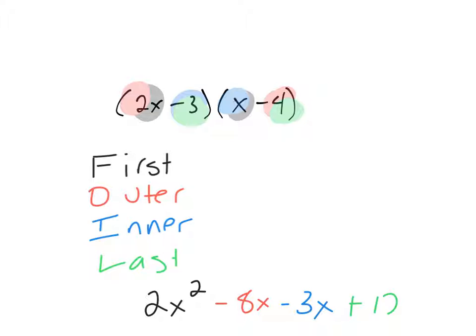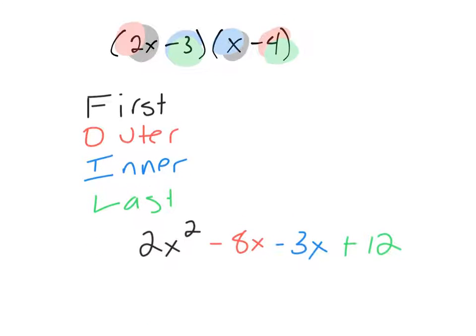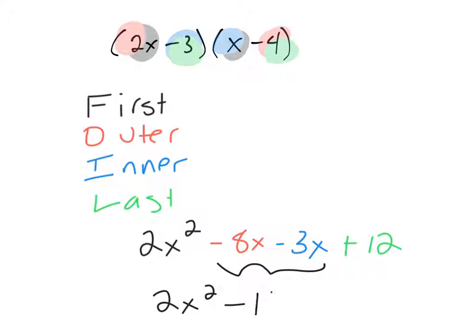a positive 12. And then, of course, you still have to combine any like terms that you may have, which in this case would be your two middle terms to get your final answer of 2x squared minus 11x plus 12. All right, so I don't expect you to use FOIL. I won't ever mention it again unless you ask about it.